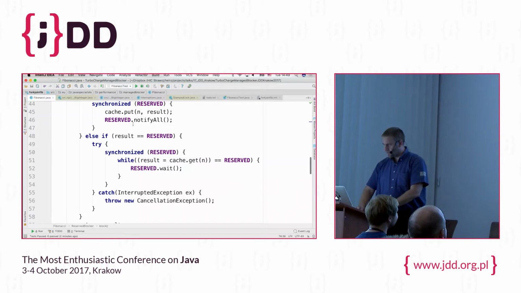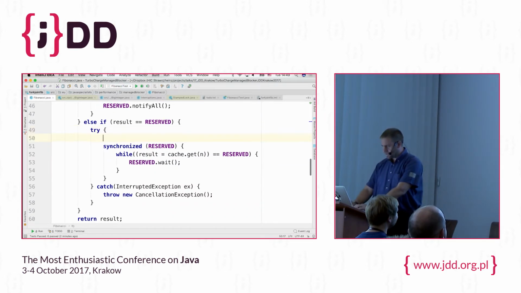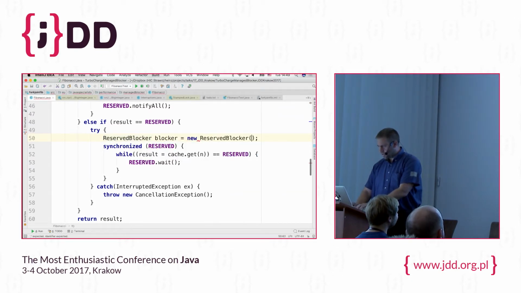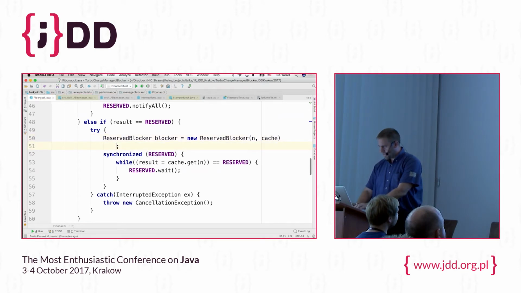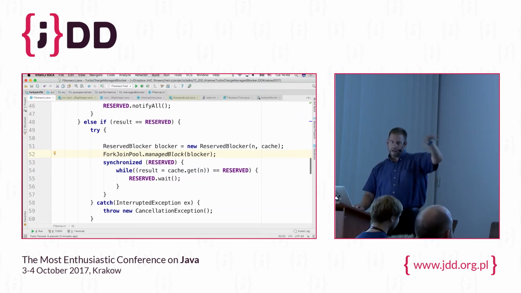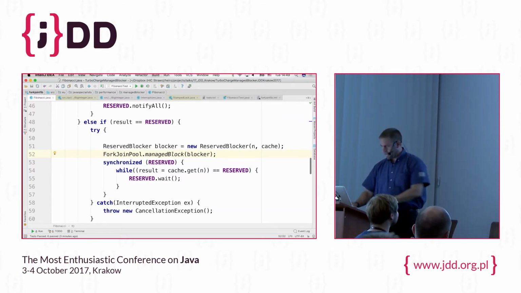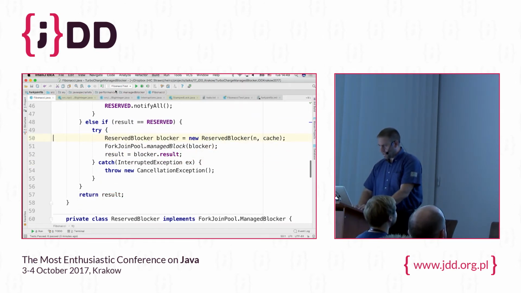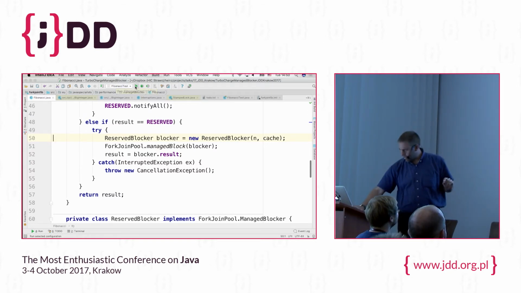Okay. So what we do in here now, instead of saying this try, we're going to say ReservedBlocker blocker equals new ReservedBlocker with the parameters. Then we say ForkJoinPool.managedBlock, and we pass in the managed blocker. If it's a fork join thread, it's going to manage the block and possibly construct additional threads. Okay, and then we say result equals blocker.result, like so. Get rid of that, and now, if we're lucky, we're going to get better performance.